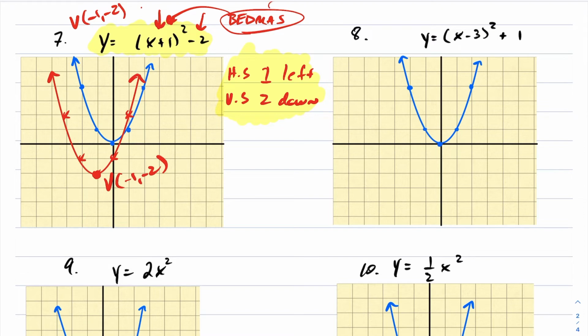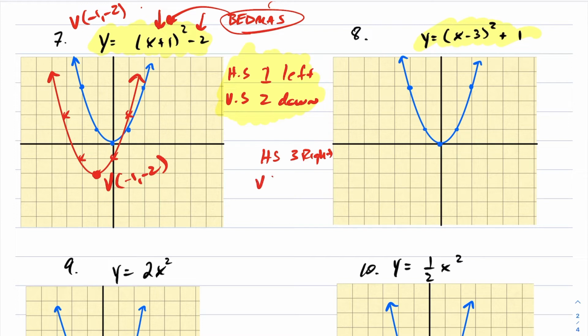Okay, let's try it with this one here. Same idea. Write down your transformations. So my transformation here, I'll write it down here. We're going to have a horizontal shift, 3 to the right.